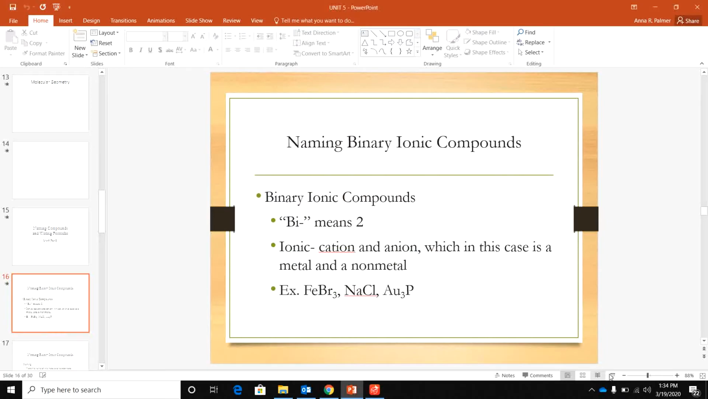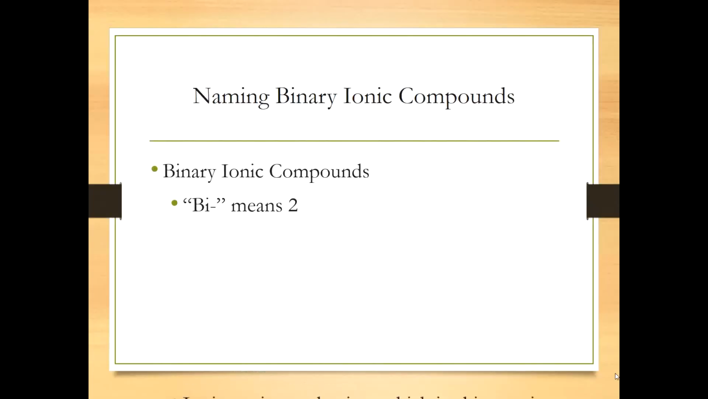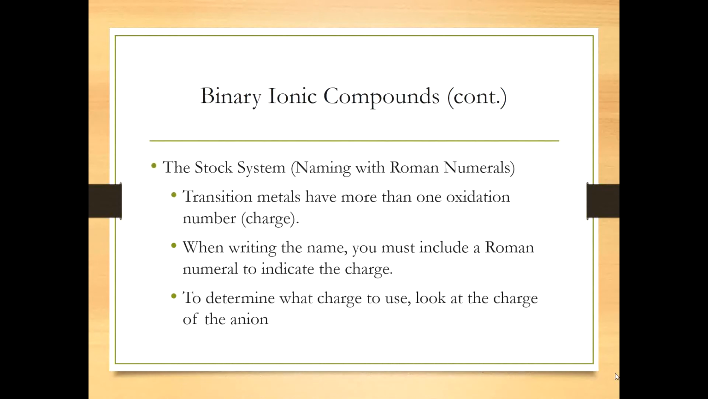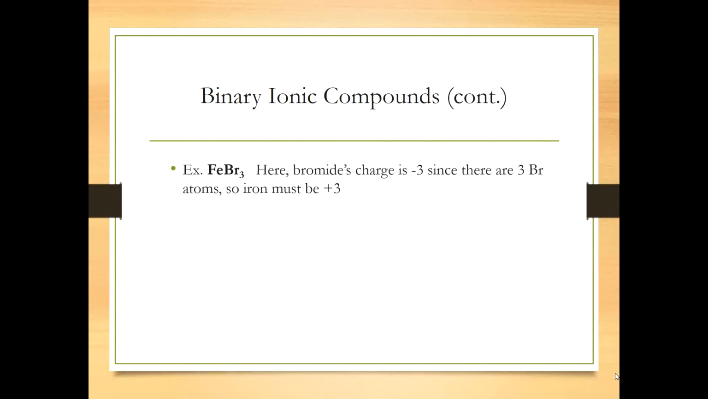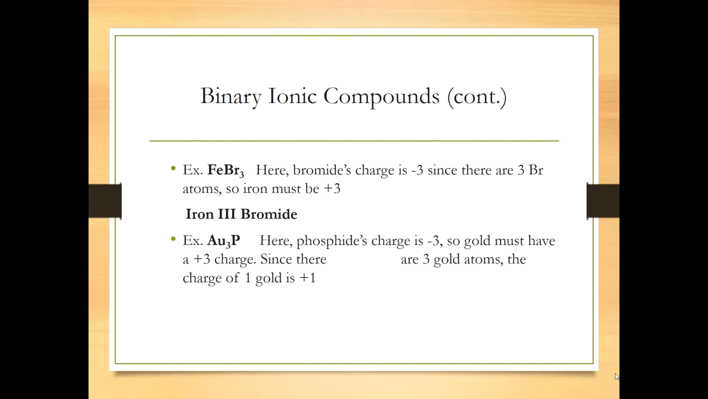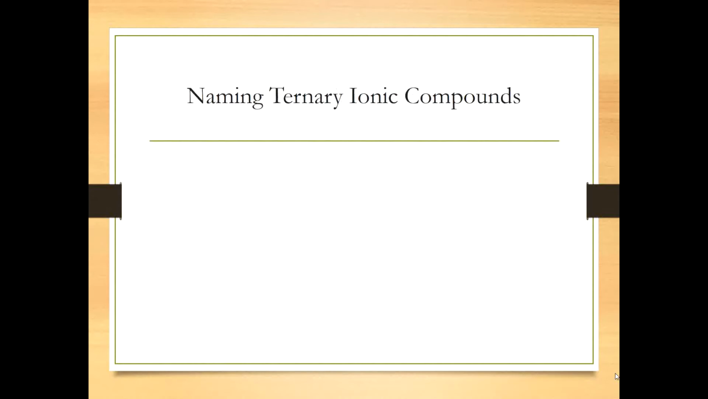So going back to our PowerPoint, skip ahead. If you need further explanation, I've included that on the slides. For this slide, FeBr3, here bromide's charge is -3 since there are 3 bromine atoms, so iron must be +3. And then for that third example, phosphide's charge is -3, so gold must have a +3 charge. Since there are 3 gold atoms, the charge of 1 gold is +1. Gold 1 phosphide. All right, so that's how you name binary ionic compounds.